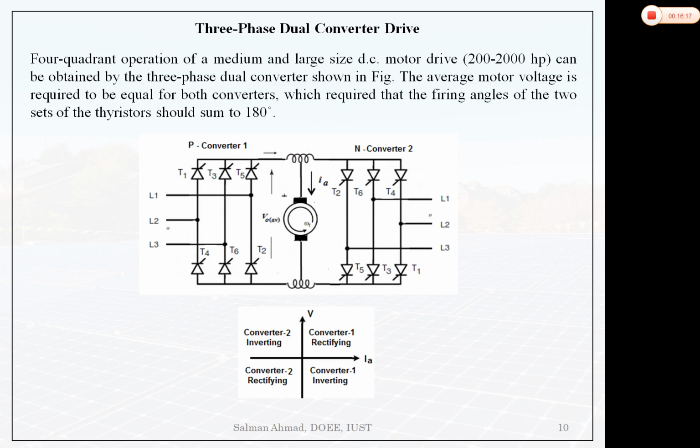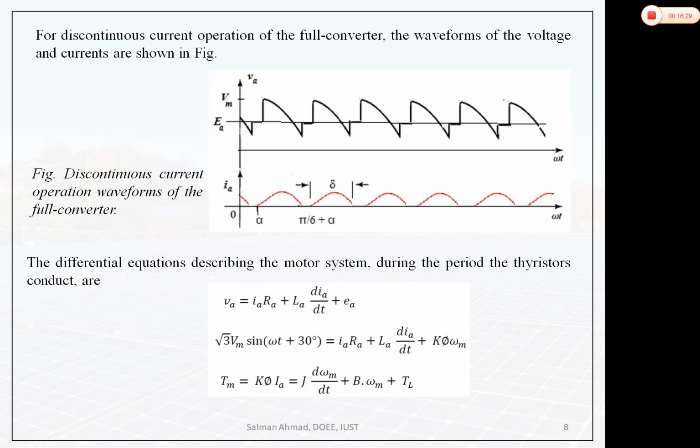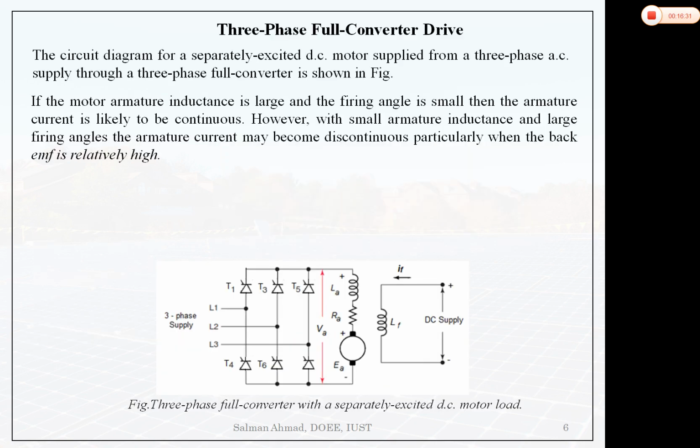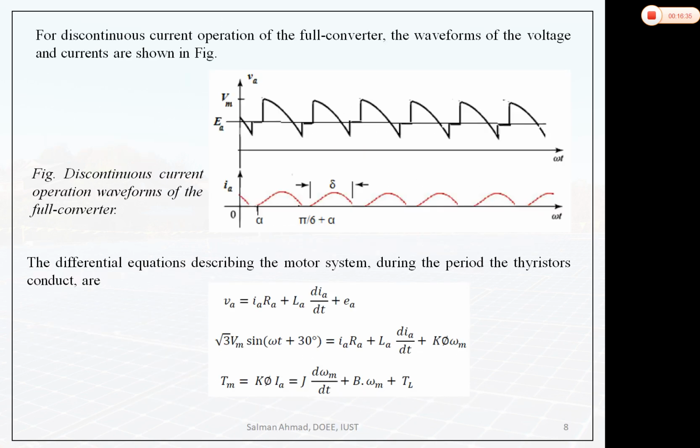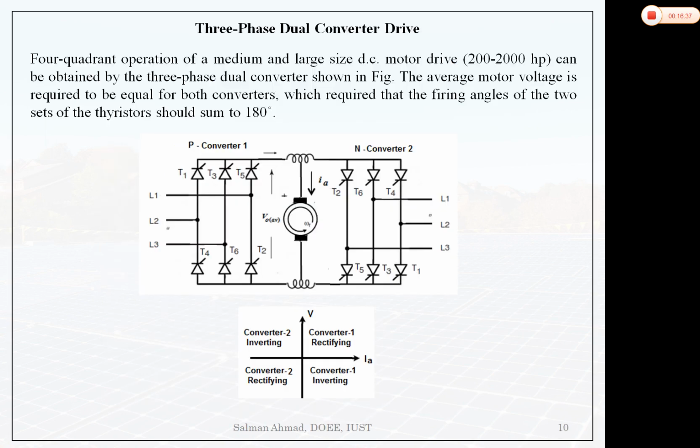Like in the single phase controlled rectifier fed DC drive, we also have the 3-phase dual converter drive, to make the drive operate in all four quadrants. The previous drive was a 2 quadrant drive, working in the first and fourth quadrant. Now we are making it work in all 4 quadrants.